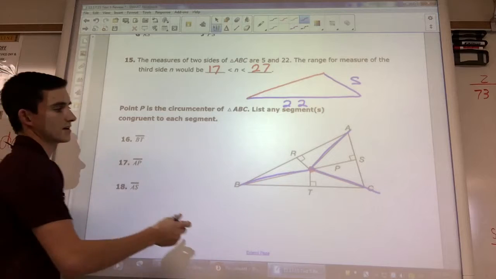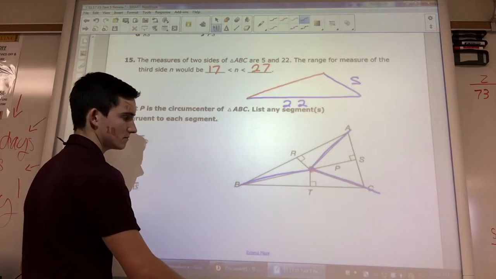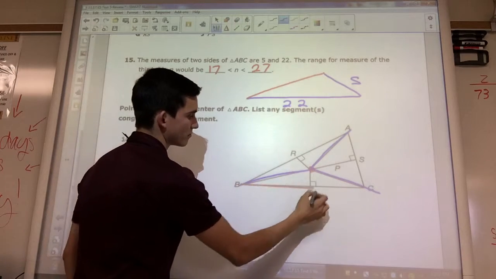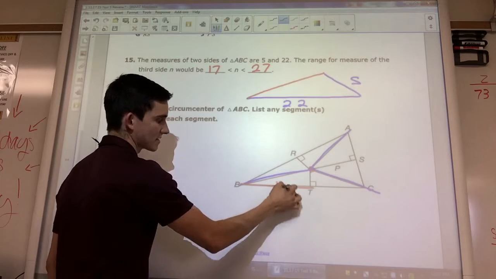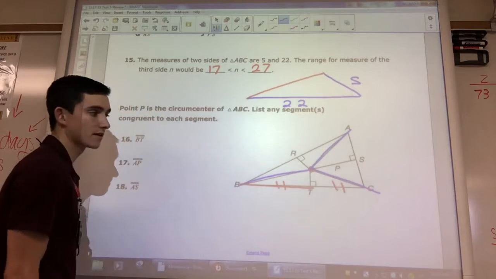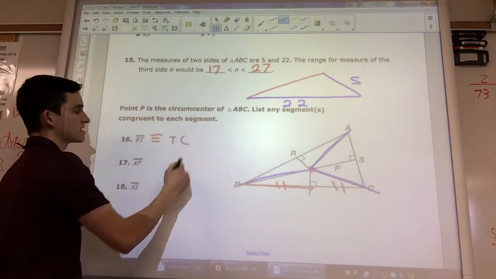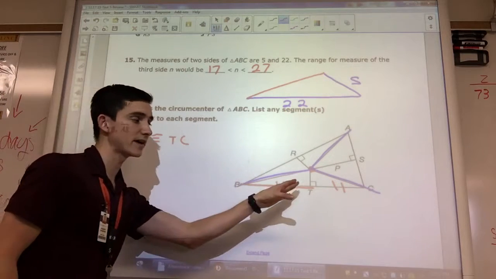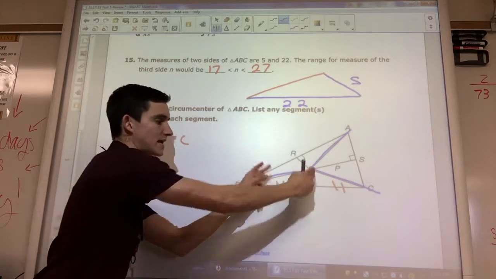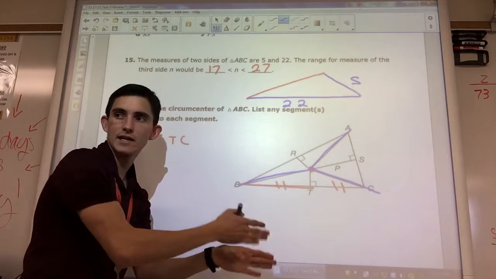Okay, so BT. B to T. What is congruent with B to T? Well, these are perpendicular bisectors. That means this has to be the same as that right there. So T to C. That's congruent with T to C. And again, guys, the reason I know that is because it's a perpendicular bisector. It's bisecting this side. It's cutting it in half.